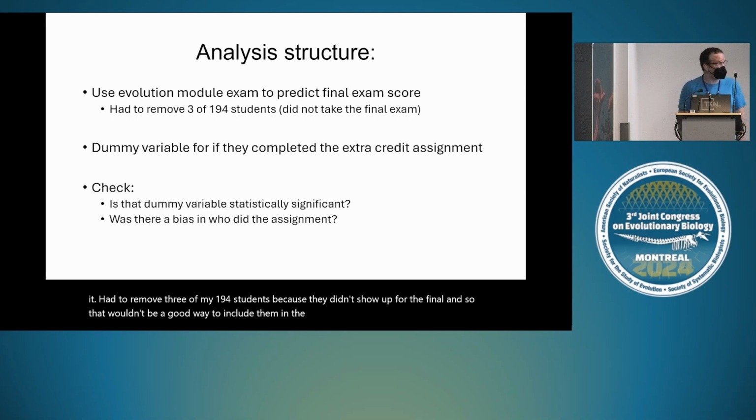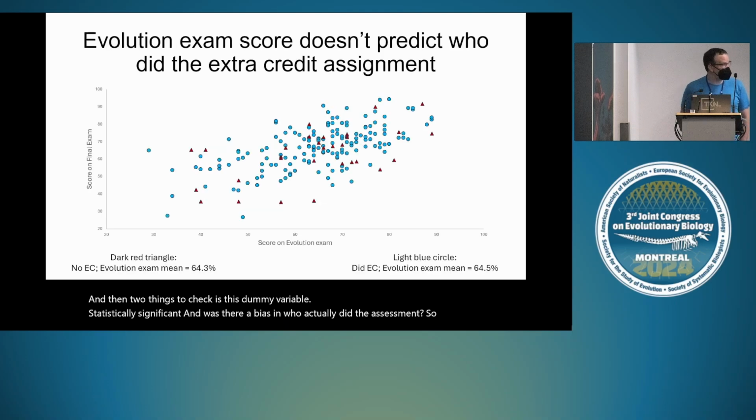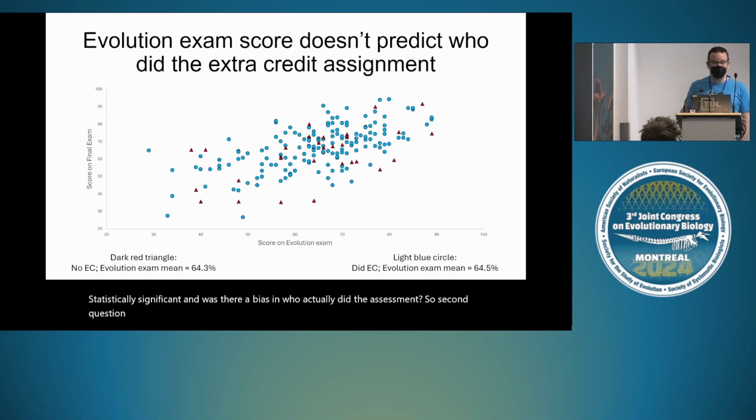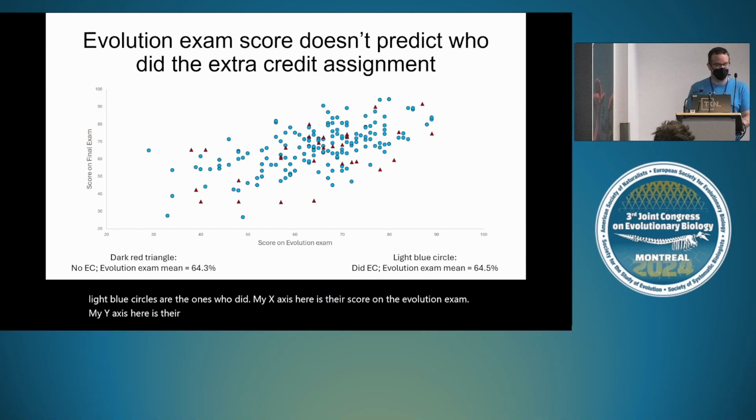And then 2 things to check. Is this dummy variable statistically significant? And was there a bias in who actually did the assessment? So second question first. The dark red triangles here are the students who didn't do the extra credit. The light blue circles are the ones who did. My x-axis here is their score on the evolution exam. My y-axis here is their score on the final exam.